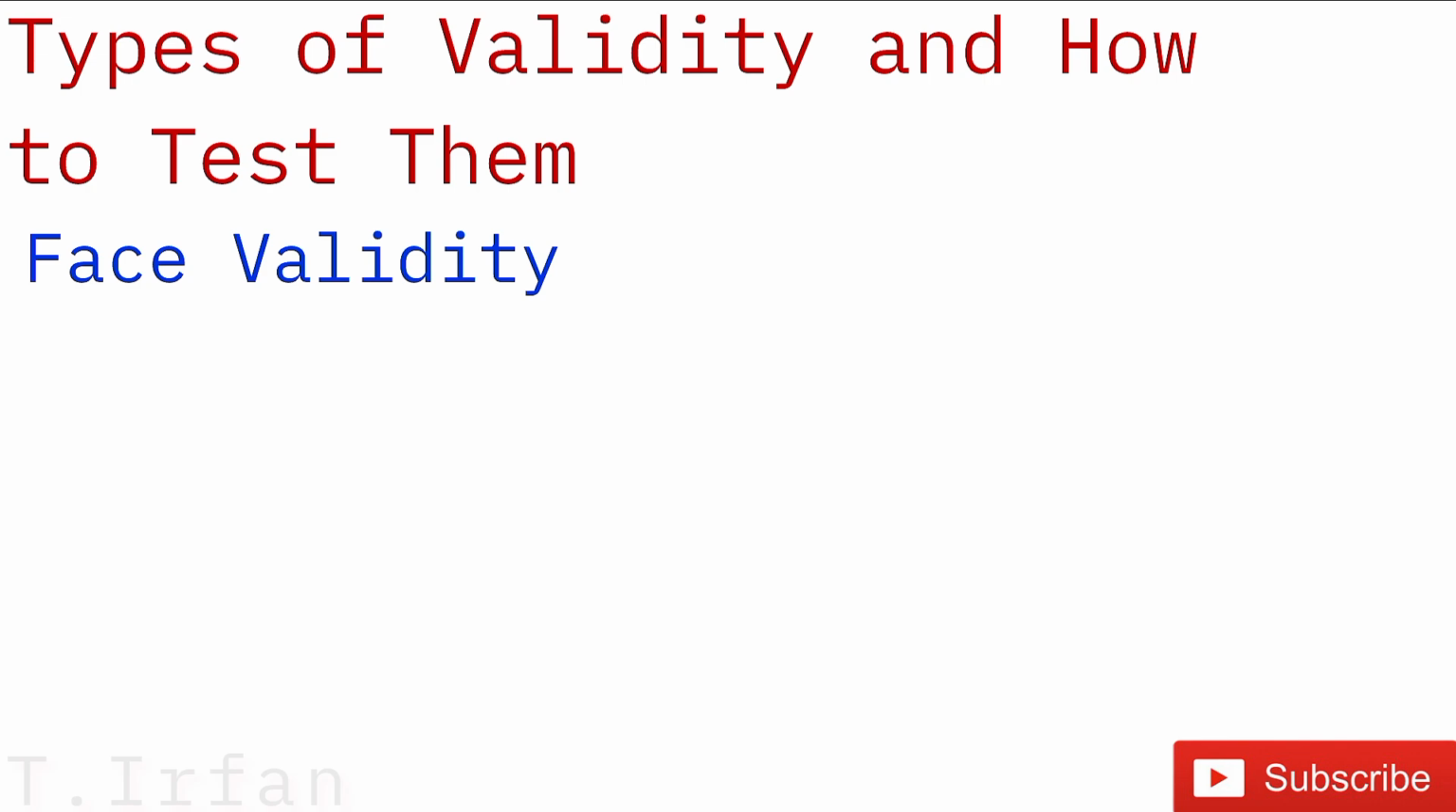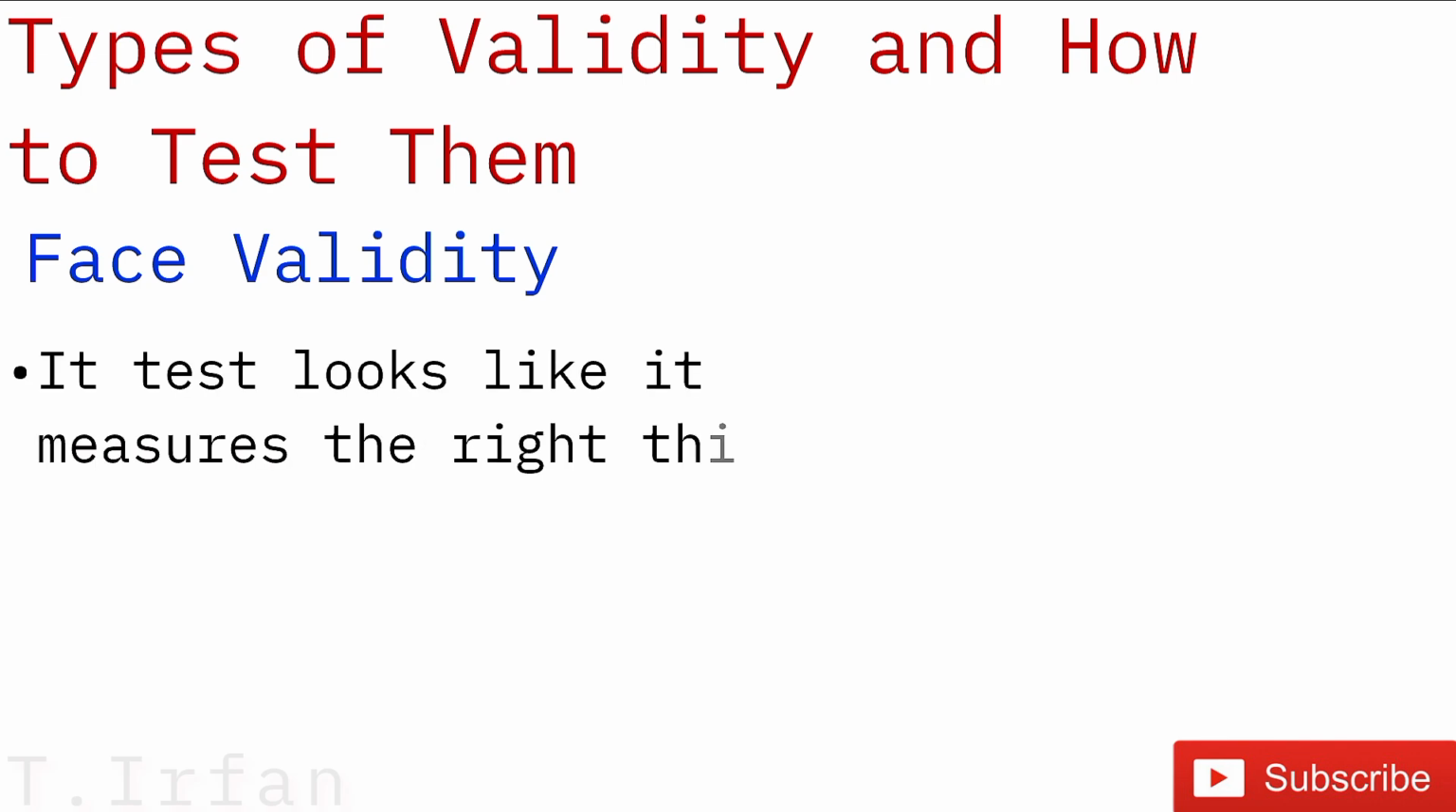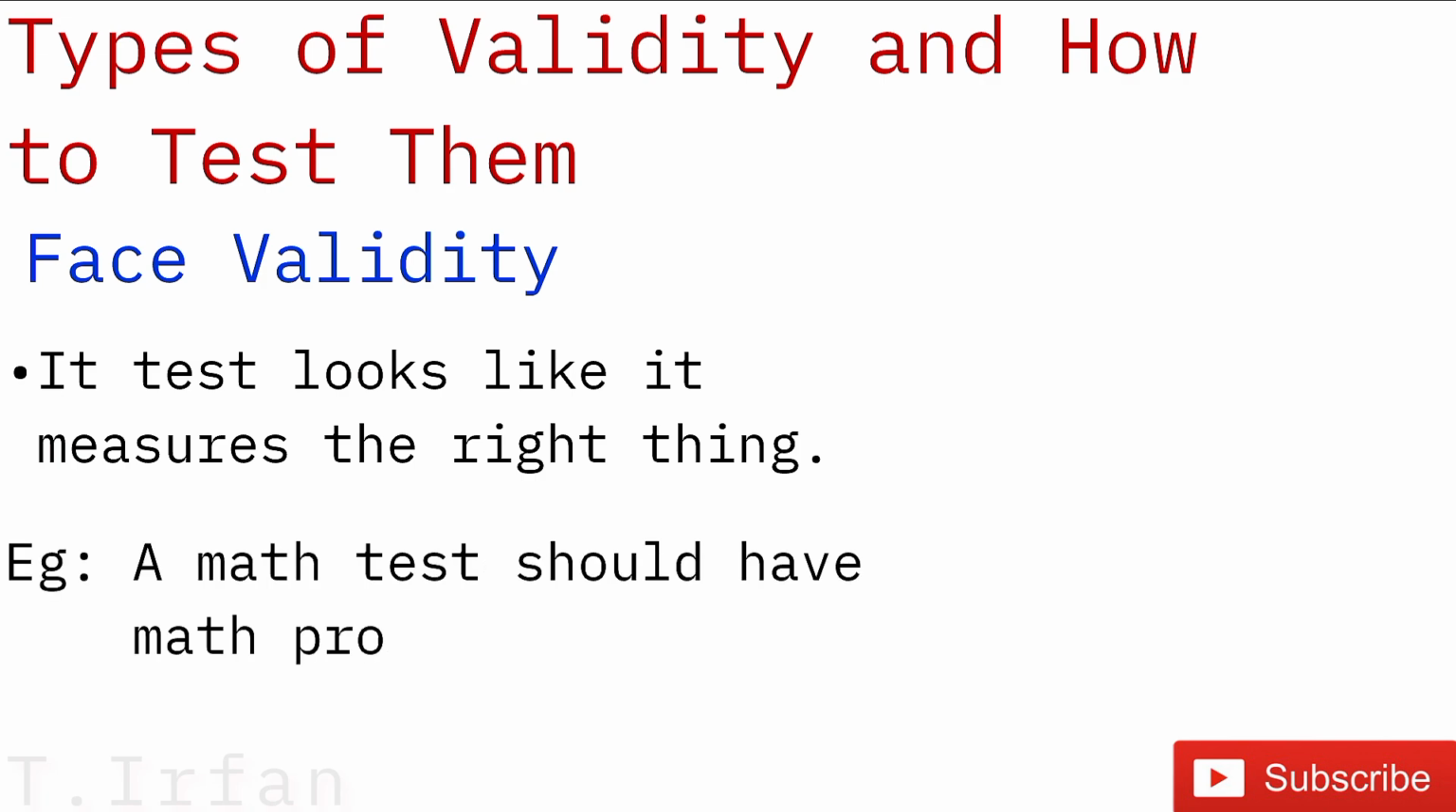There are different types of validity and methods which show whether the test has validity or not. One of them is face validity. Here, face means to look. If the test looks like it measures the right thing, then the test has face validity, or the test is valid. For example, a math test should have math problems, not history, for having face validity.